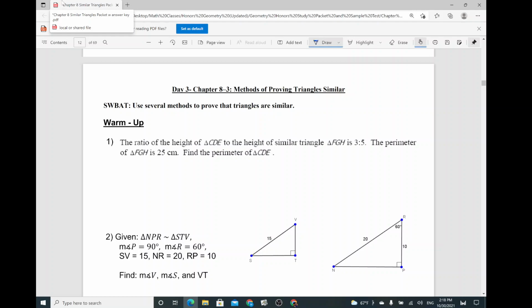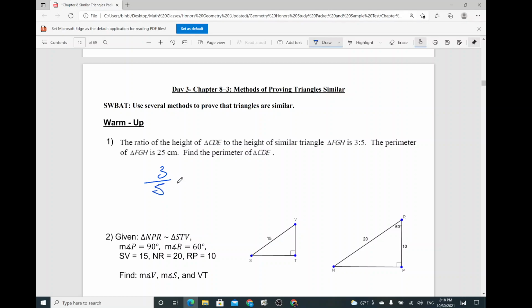The ratio of the height of triangle CDE to the height of similar triangle FGH is 3 to 5. The perimeter of triangle FGH is 25 centimeters. Find the perimeter of triangle CDE. As you can see, triangle CDE will be smaller because of the given ratio for the height. So let's just set it up.